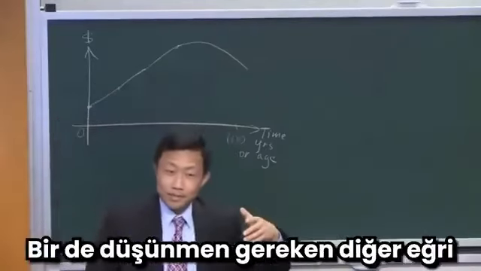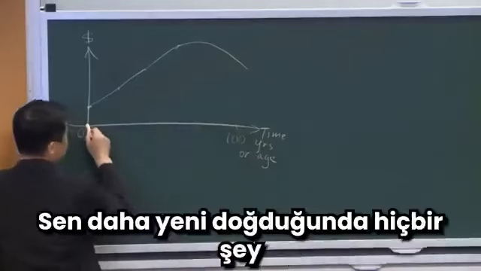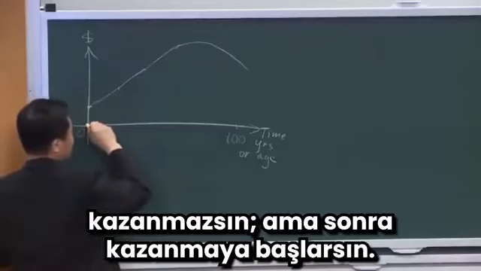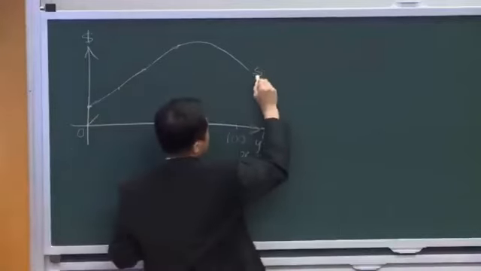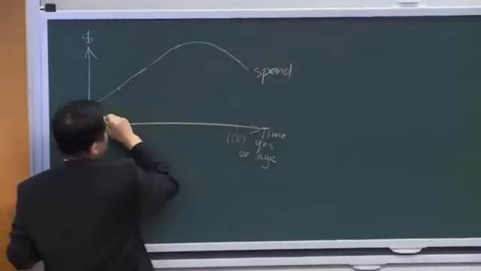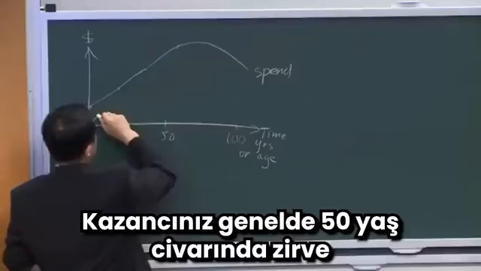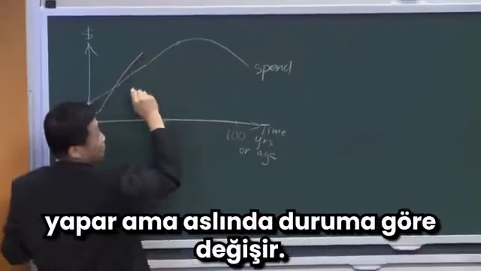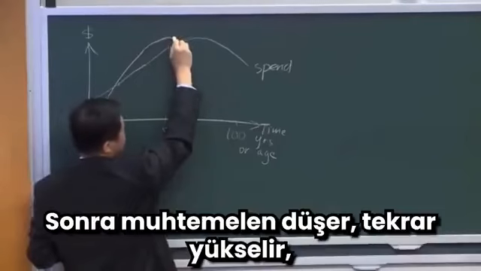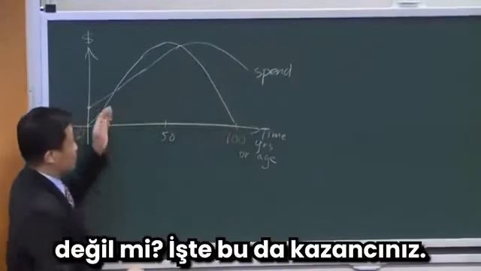And the other curve you think about is your income. What's your earnings curve? You don't earn anything when you're just born. But you're earning, so this is spending. So let's call this 50. Your earning typically peaks around the age of 50, but it really depends. Then you probably go down, right? So that's your earning.